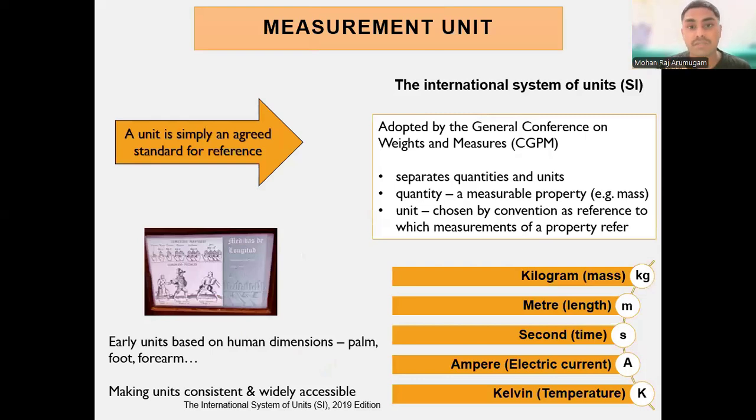Next, I will be talking about the measurement unit. A unit is simply an aggregate standard for reference. Early units were based on human dimensions such as palm, foot, and also forearm measurements. To make units more consistent and widely accessible worldwide, the International System of Units (SI units) was adopted by the General Conference on Weights and Measures (CGPM). It separates quantities and units. A quantity means a measurable property, and a unit is chosen by convention as a reference to which measurements of a property refer. Examples of the standard units are kilogram, meter, second, ampere, and also Kelvin.